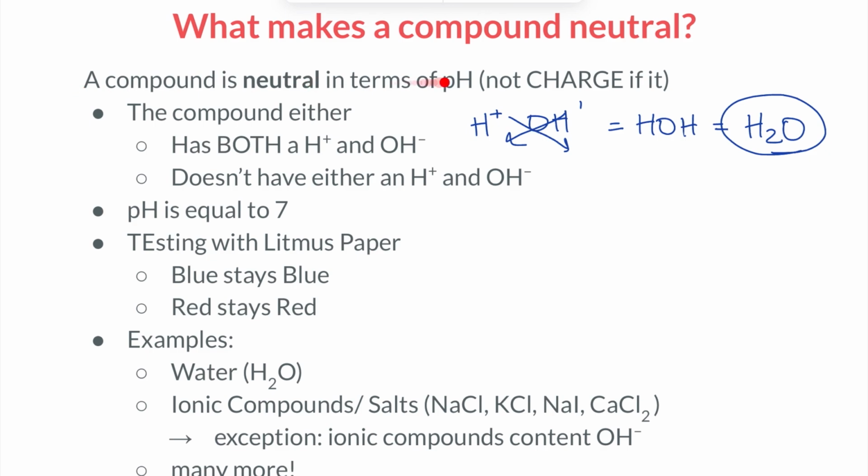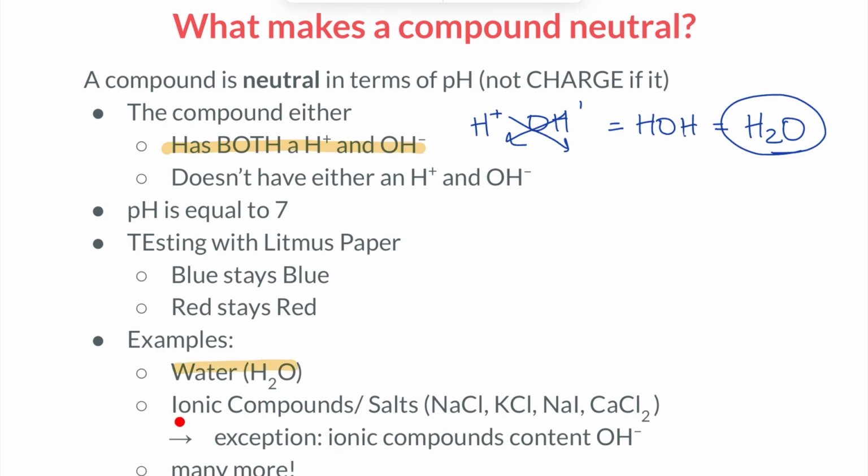Compounds or chemicals that are pH neutral are going to have a pH of 7. If we were to test that using litmus paper, the blue litmus paper would stay blue and the red litmus paper would stay red. So it's not going to test as either a base or an acid. An example is water, which we talked about up here because water has H and OH. Water is the only chemical that fits into that top category.